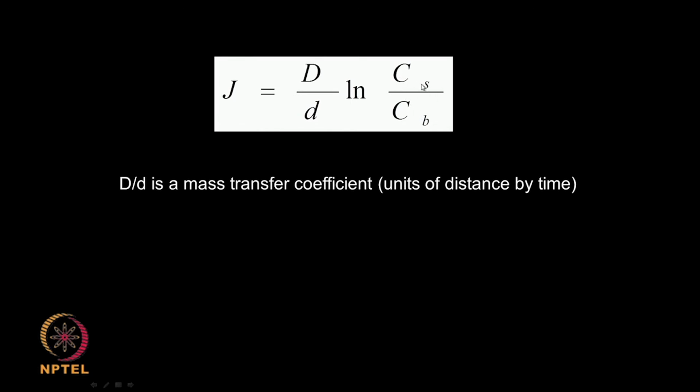Cs is the concentration of the solute on the upstream side near the membrane wall, and Cb is the concentration in the bulk. Okay. Now, D by d, that is capital D by small d, is also called the mass transfer coefficient, and the units will be distance by time, whereas capital D is called the diffusion coefficient. So, if I know the flux, the diffusion coefficient of the solute, and the small d, that is the thickness of the boundary layer, I will be able to calculate Cs, that is the concentration that builds up on the upstream side.